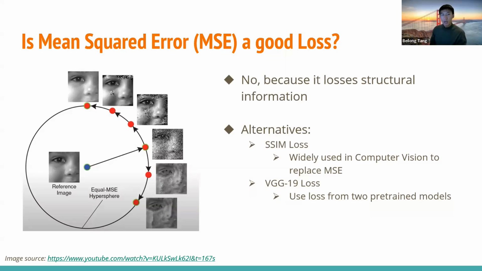The two alternatives: one is called SSIM loss. It is widely used in computer vision to replace the MSE loss because it considers the structure of the image itself besides the MSE. And also people use a loss called VGG19 loss. Basically, people have trained two networks and they use the loss between the two networks. I'm not going to talk about VGG19 loss, just SSIM loss.